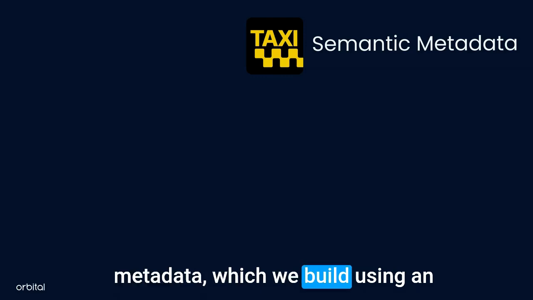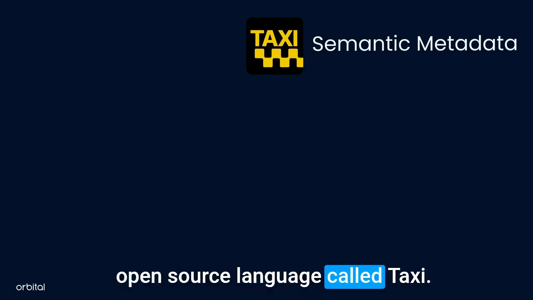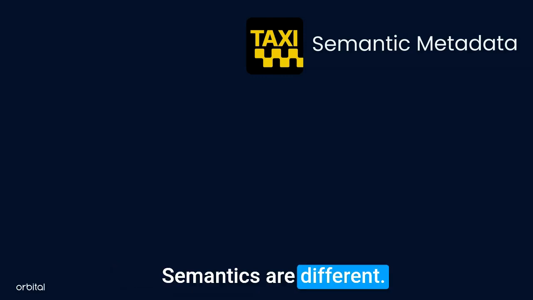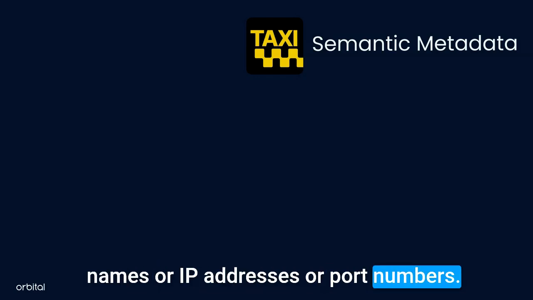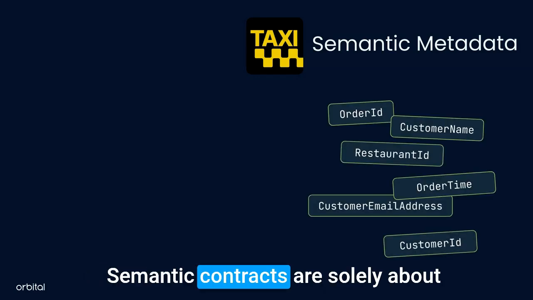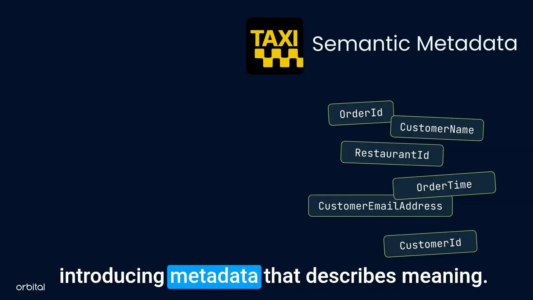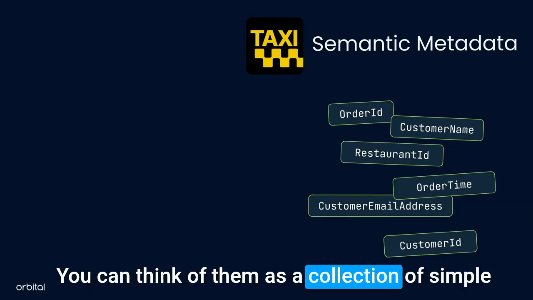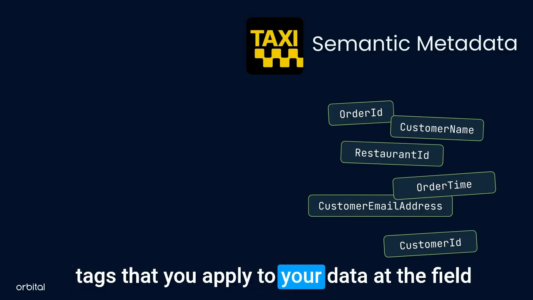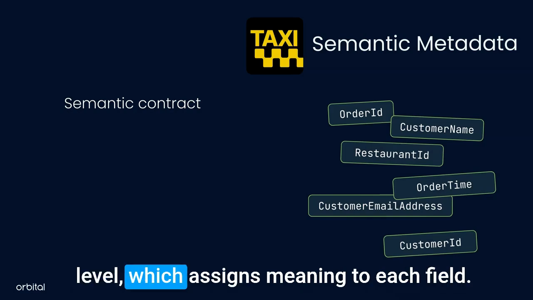On the other hand, we have semantic metadata, which we build using an open source language called Taxi. Semantics are different. They don't talk about encoding or field names or IP addresses or port numbers. Semantic contracts are solely about introducing metadata that describes meaning. You can think of them as a collection of simple tags that you apply to your data at the field level, which assigns meaning to each field.